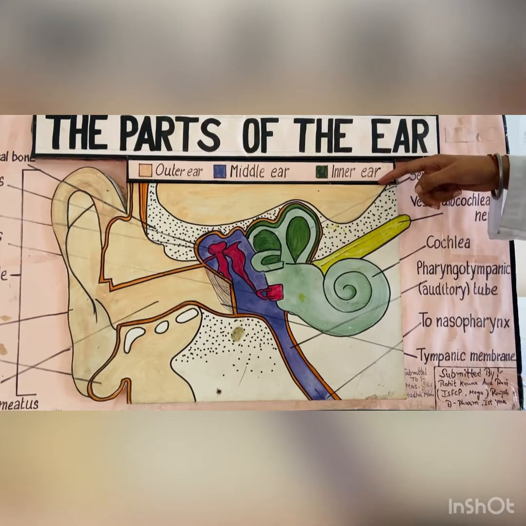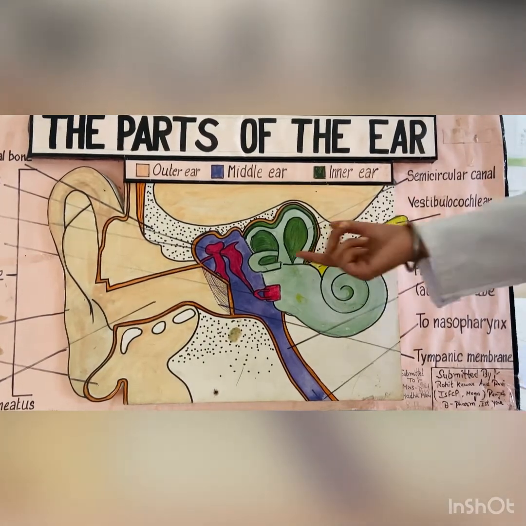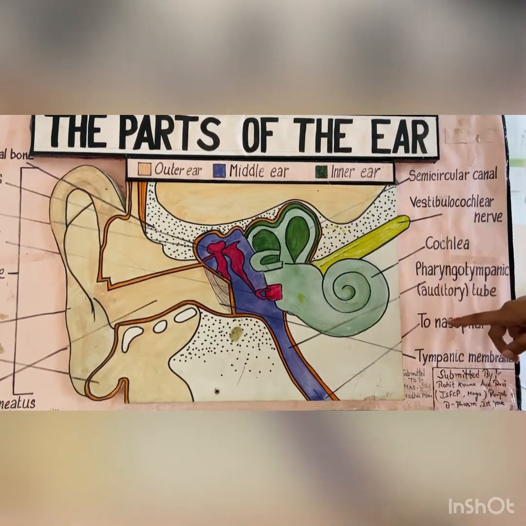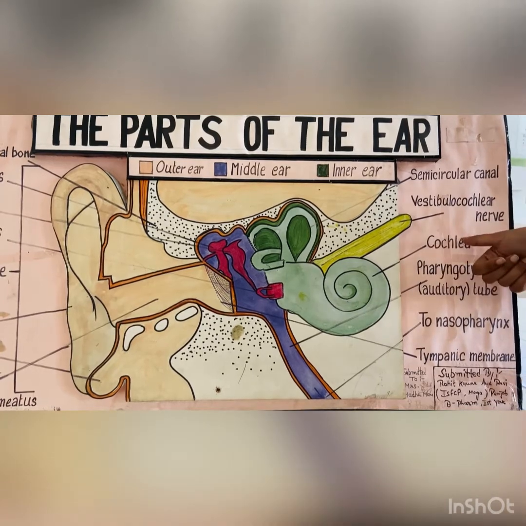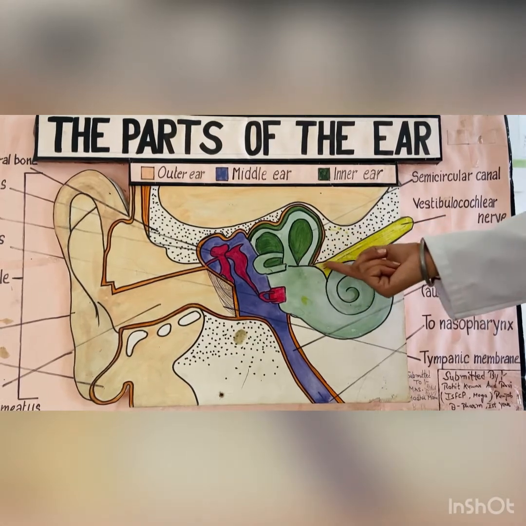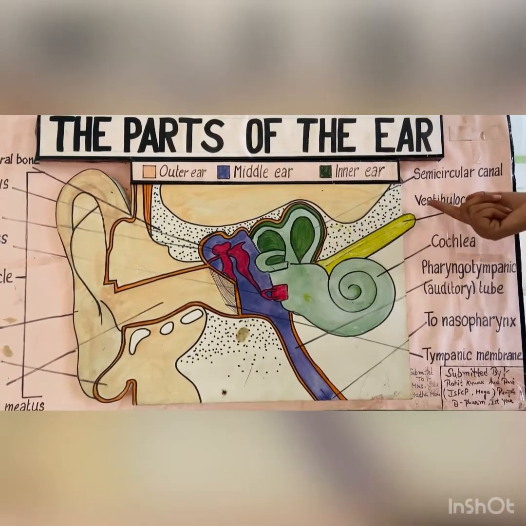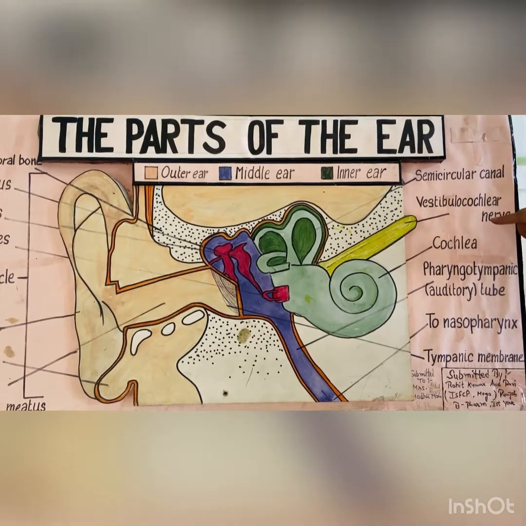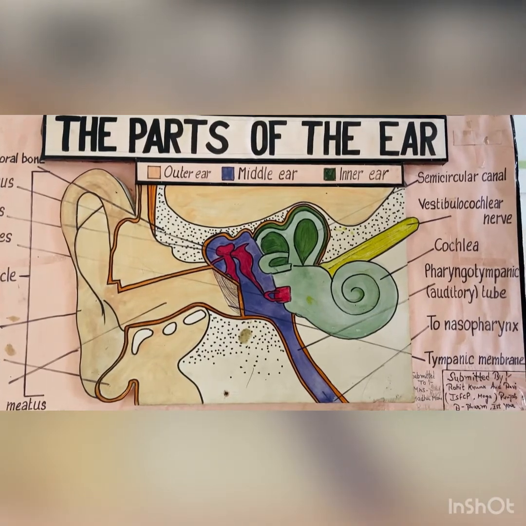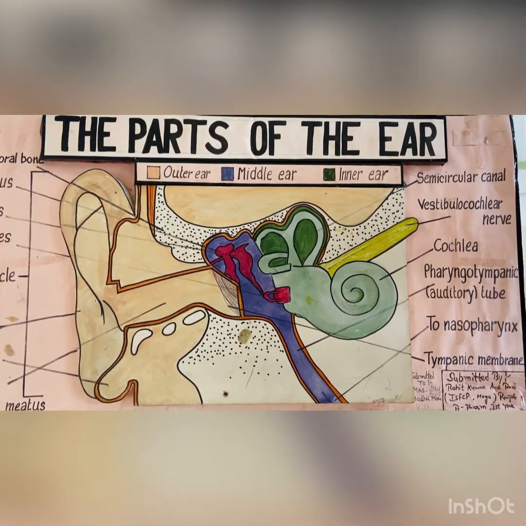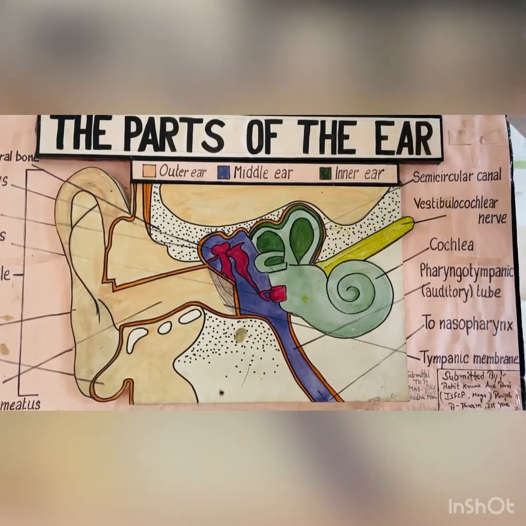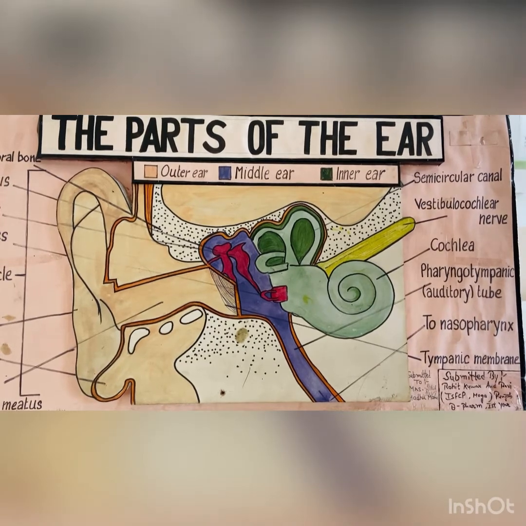Further, in the inner ear, there are three main regions: the semicircular canal, the vestibule, and the cochlea. The ear is supplied by the cranial nerve known as the vestibulocochlear nerve. It is the 8th cranial nerve, which maintains hearing as well as balance, and it gives the signal to the hearing area in the cerebral cortex.